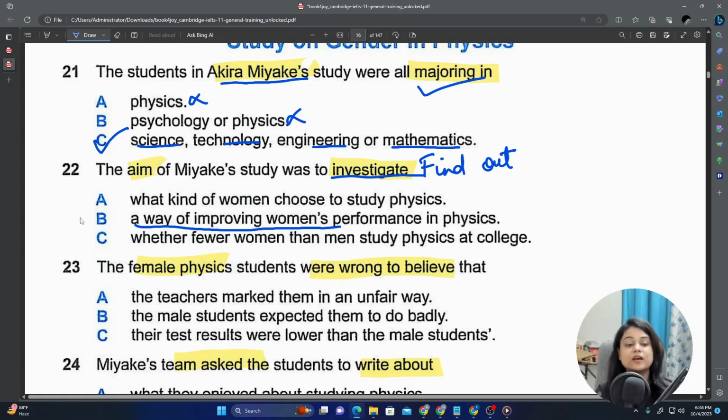So that's why the correct answer will be B1. Let's move to 23rd question. The female physics students were wrong to believe. Wrong to believe. Let's move.